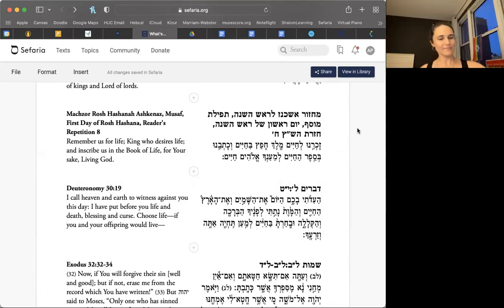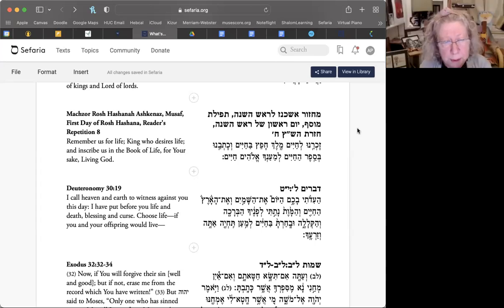Sure. And I'm curious about what the real translation is, because the translation, the Sefaria, says, for your sake, living God, which would then be referring to God, but in the book, it says God of life, which would seem to me to be referring to what God is giving to us rather than the identity of this living God. I'm wondering if that, first of all, does the question make sense to you? And second of all, have you got a thought on it?